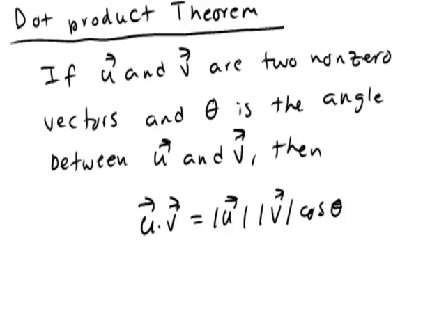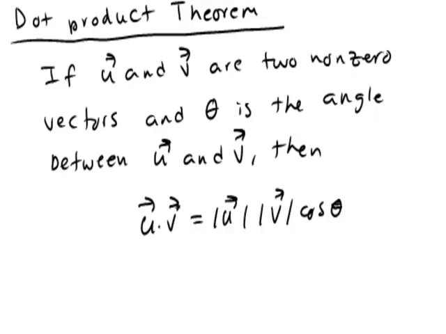Now, let's take a look at a theorem that uses the dot product. And sometimes it's called the dot product theorem. So the dot product theorem says that if u and v are two non-zero vectors and theta is the angle between u and v, then u dot v is equal to the magnitude of u times the magnitude of v times the cosine of the angle between the vectors. Okay.